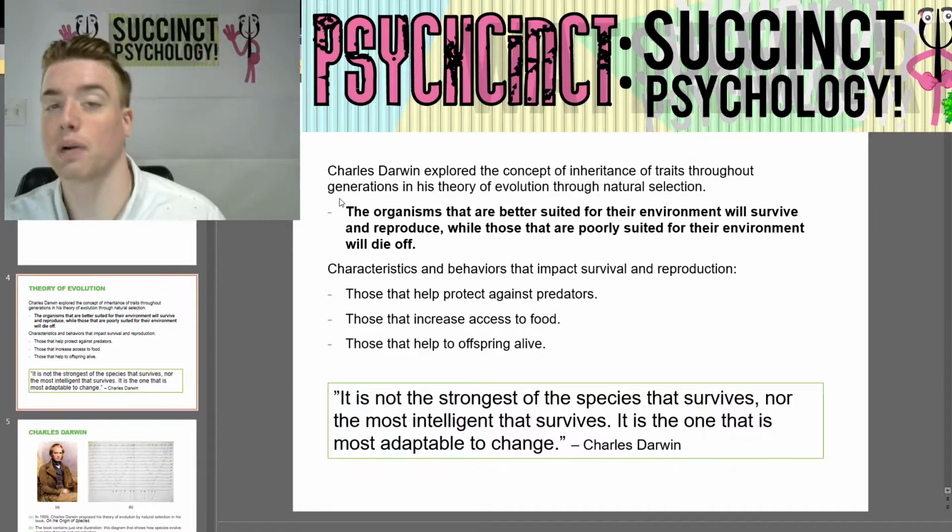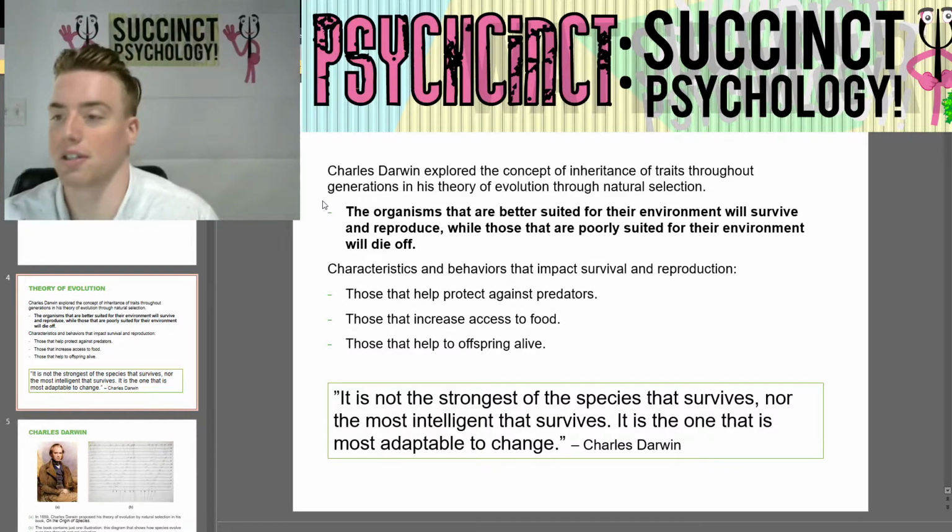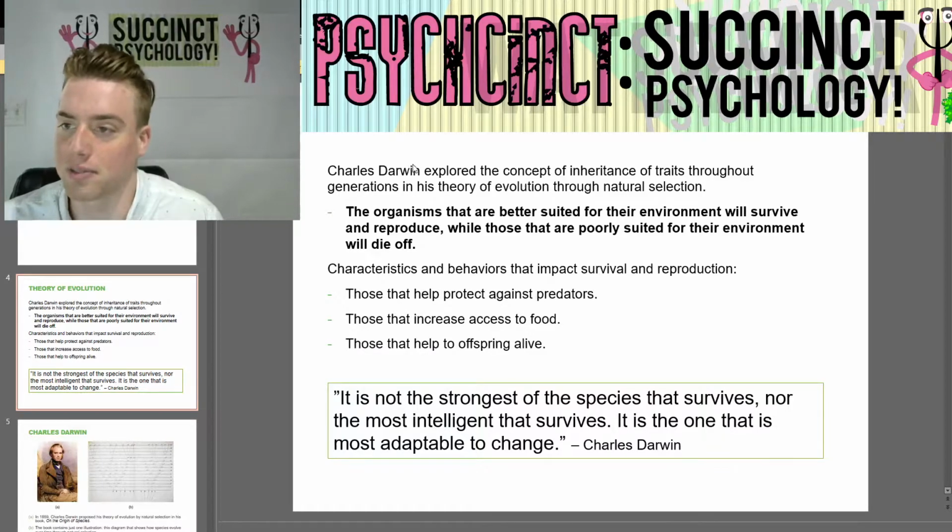Continuing on, we have the theory of evolution, which I'm sure you guys have heard about and read about in your high school science courses. Charles Darwin explored the concept of inheritance of traits throughout generations in his theory of evolution through natural selection. The organisms that are better suited for their environment will survive and reproduce, while those that are poorly suited for their environment will die off. That's kind of his theory there.